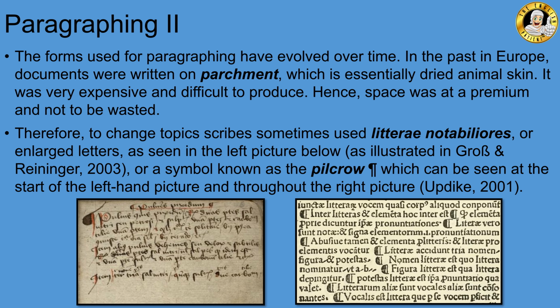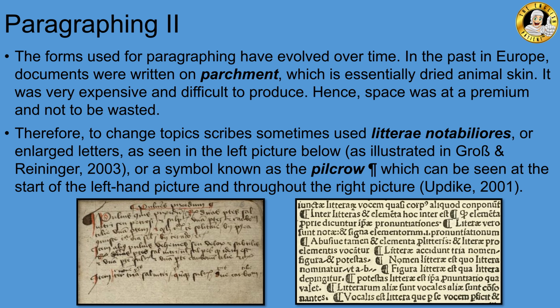But they did want to show these changes in topics as well. So there are a couple of ways that they used to do this. Scribes, or people who used to write most of these works by hand in many cases, would use what are known as litterae notabiliore, and these are enlarged letters. And you can see some of them as examples on the bottom left picture, not the very first one, but throughout the rest of the document, you can see that there are larger letters which are being used to show that this is a new paragraph.